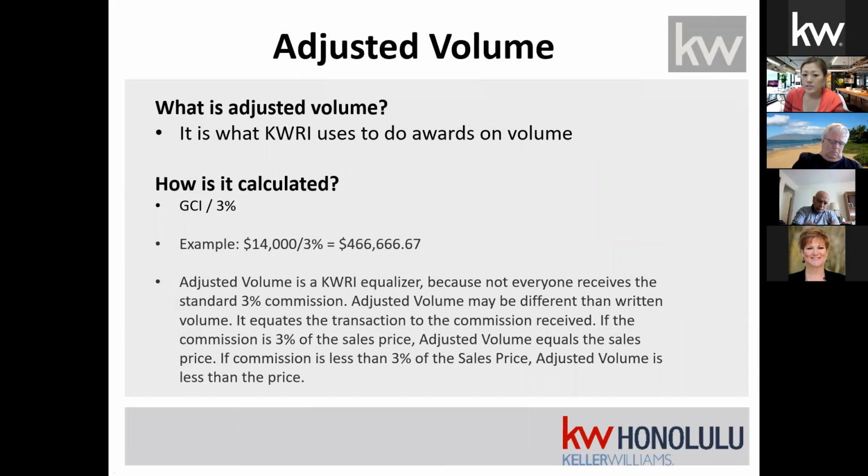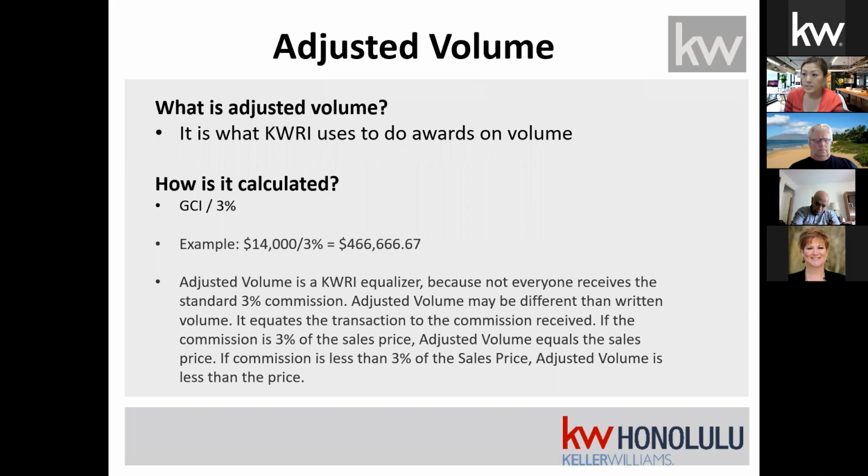Because not everybody receives the standard 3% commission, the adjusted volume may be different than the written volume or the sold volume. And that's because it differs from 3%, 2.5, and it equates the transaction to the commission received. So if the commission percentage is 3% of the sales price, then your adjusted volume equals the sales volume. It'll all be the same.